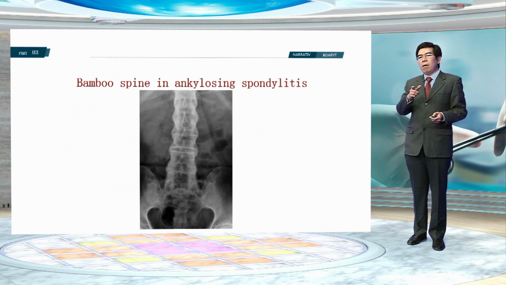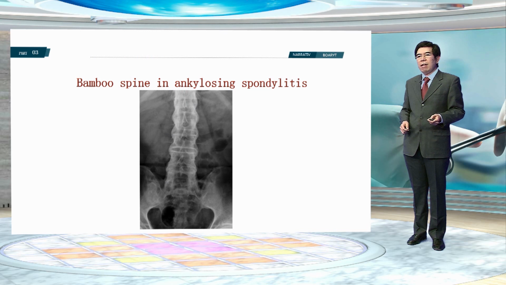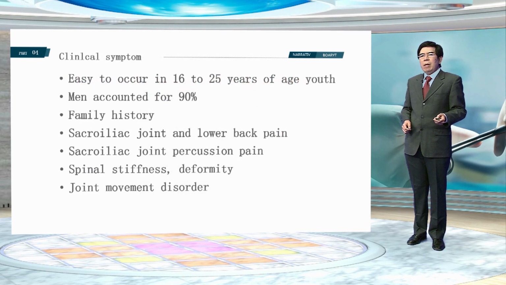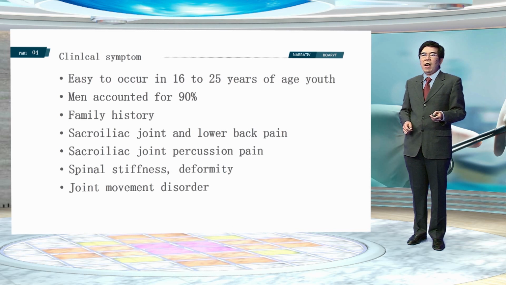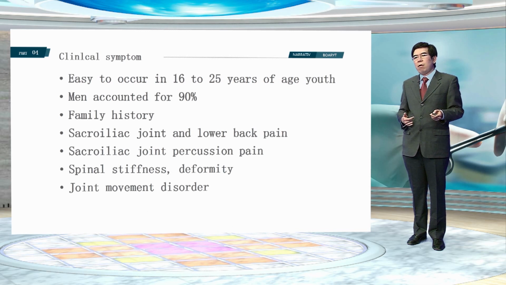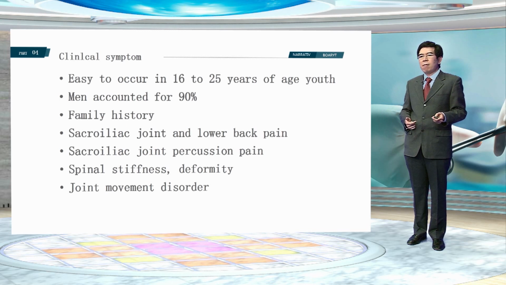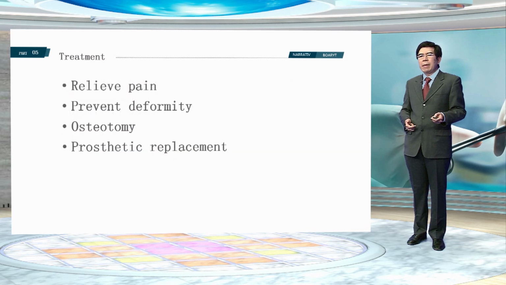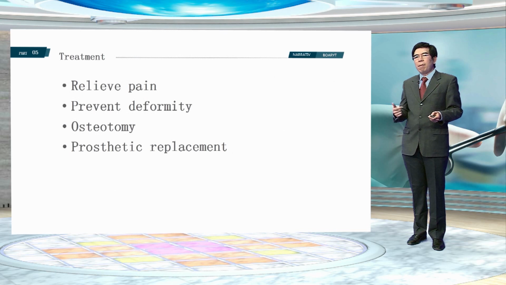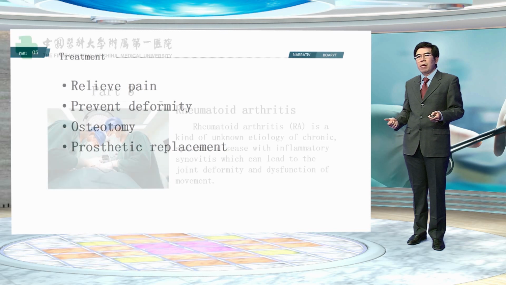Now look at this picture. This is the bamboo spine in ankylosing spondylitis. The clinical symptoms are that it easily occurs in young people aged 16 to 25. Men account for 90%. They should have a family history. Symptoms include sacroiliac joint and lower back pain, sacroiliac joint percussion pain, spinal stiffness, deformity, and joint movement disorder. The treatment should be to relieve the pain, prevent deformity, osteotomy, and prosthetic replacement.